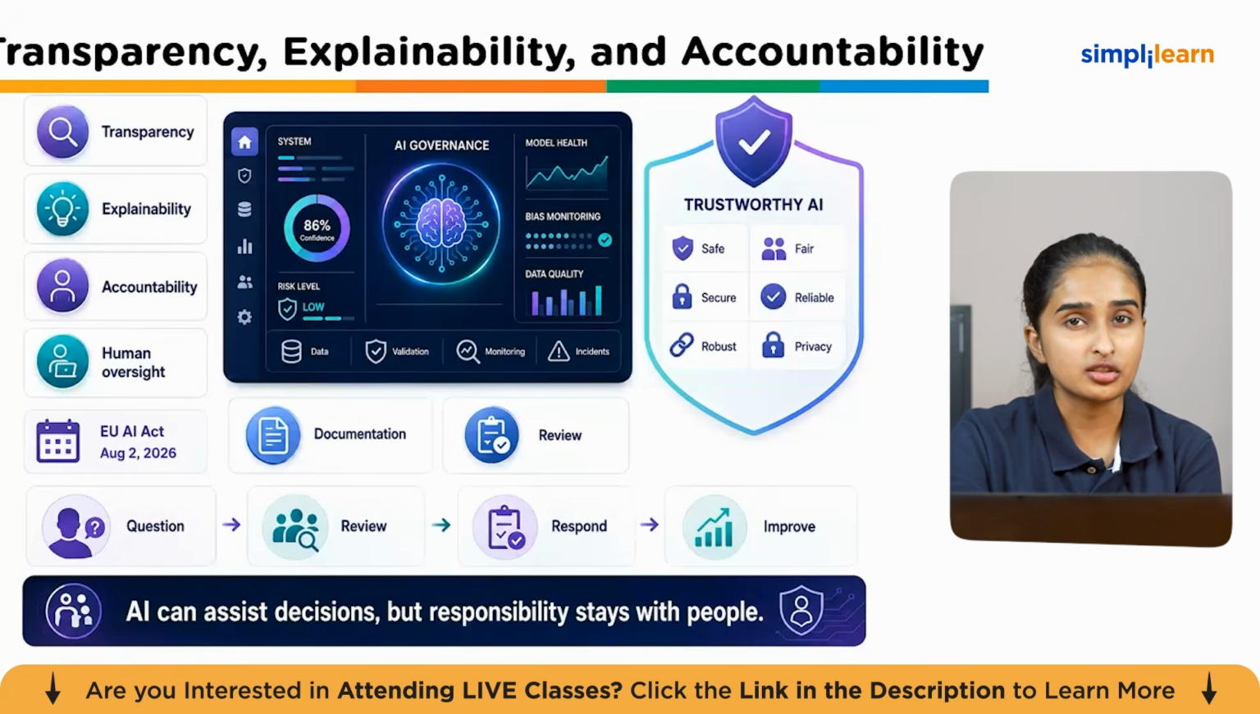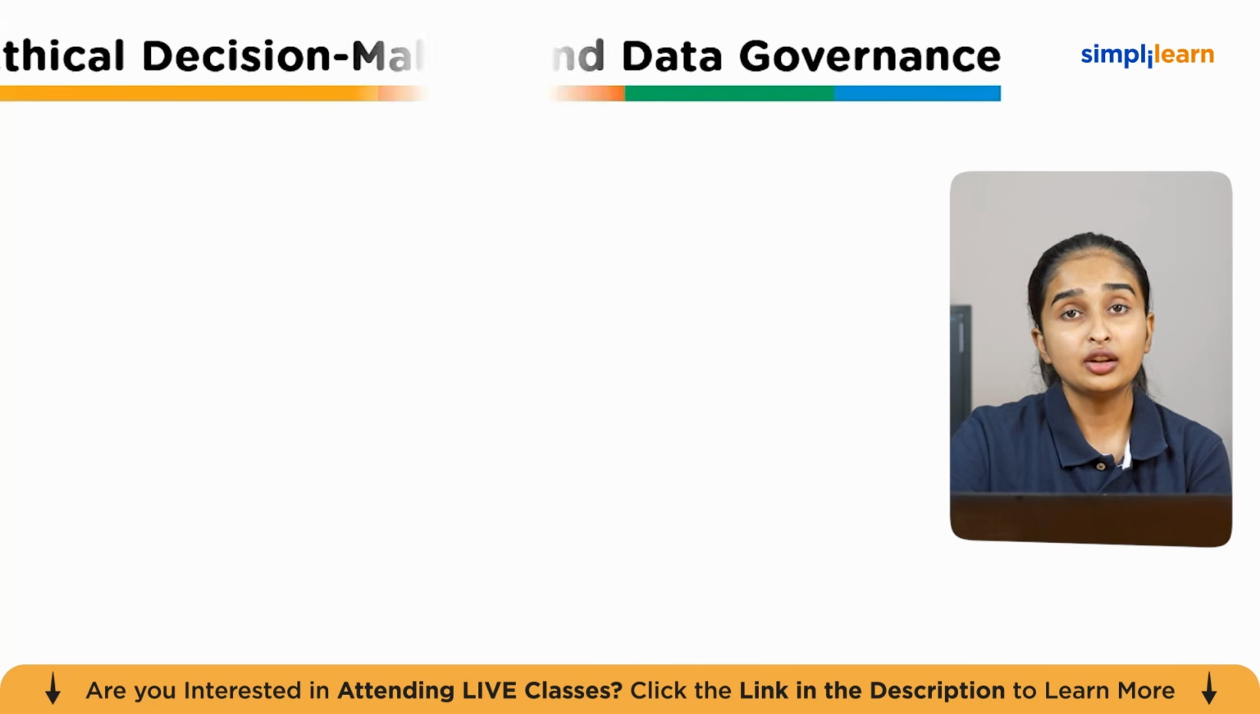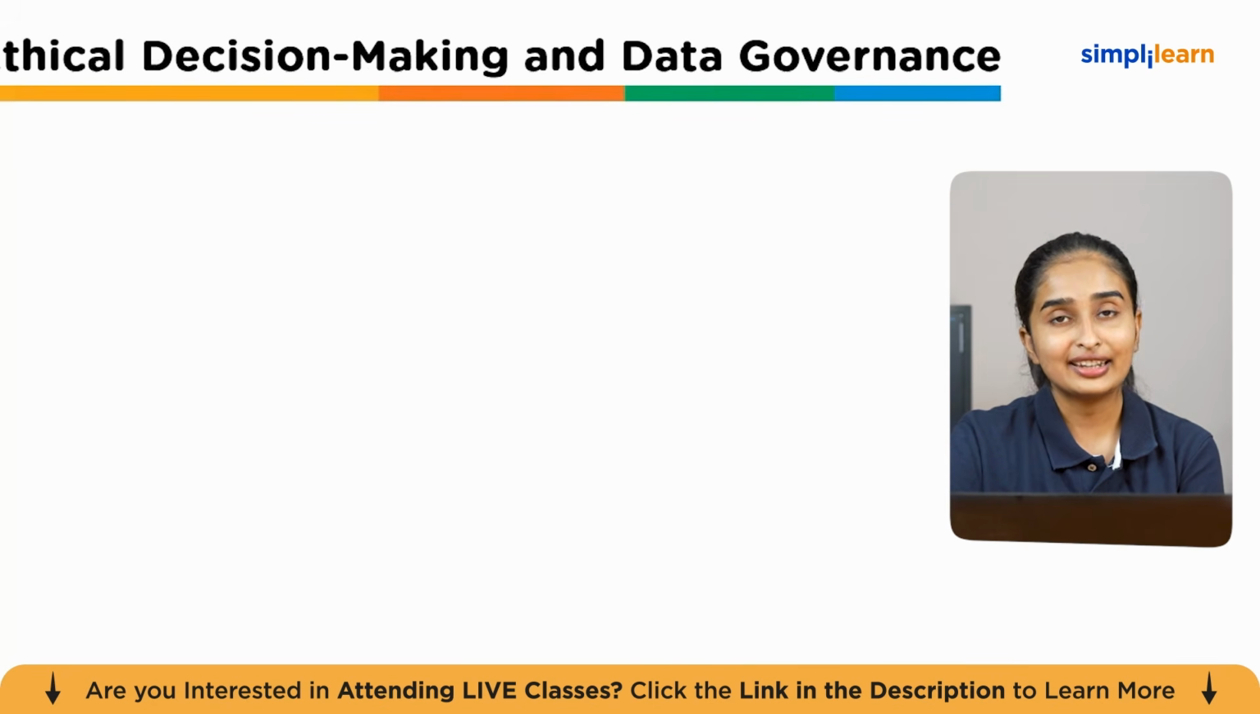Organizations need clear ownership: who approved the datasets, who validated the model, who monitors performance, and who responds if harm occurs. Responsible systems maintain documentation, review processes, human oversight, and mechanisms for challenging problematic outcomes. Now, the principle is simple. Automation can perform a decision-making task, but it should not eliminate organizational responsibilities for the consequences. Now let's move on to ethical decision-making and data governance.